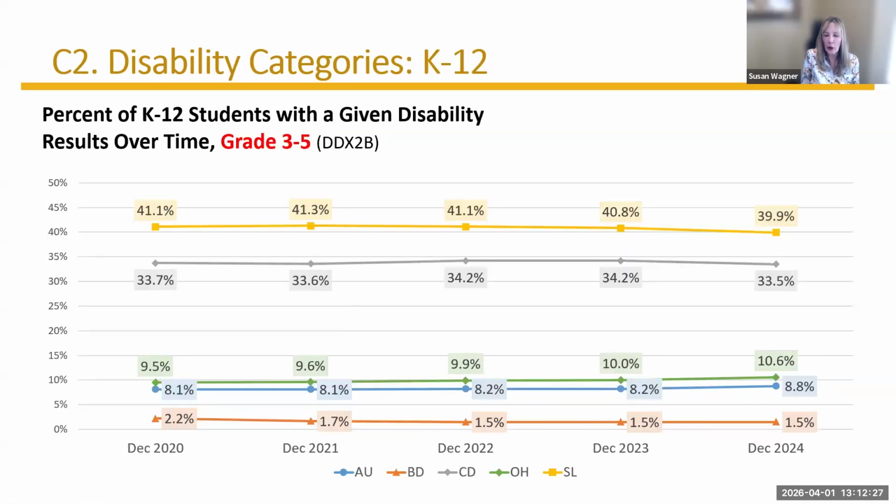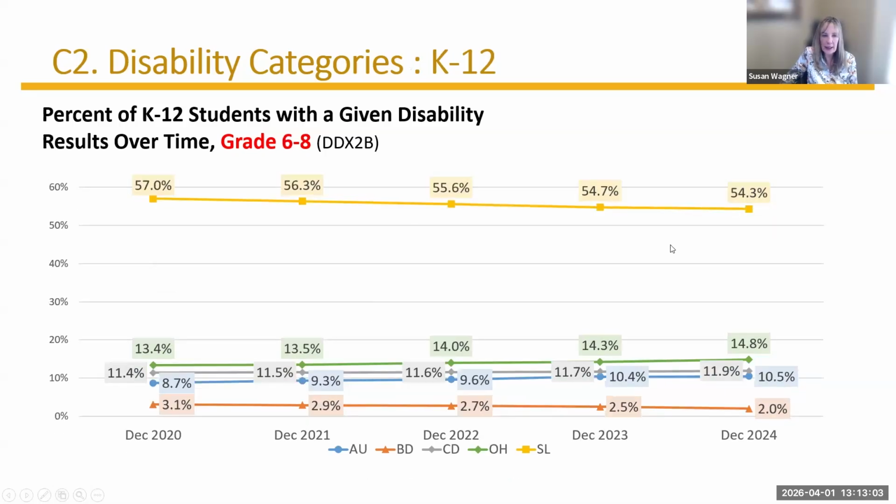This shows the results over time in the percentage of students with a given disability. By the way, when you look at your own data, you would go to this report, drill down report X2B. I'll point it out in a minute. You don't have the graphs, but you have the tables of numbers. So if we look for grades 3 to 5, we can see that the lines are generally flat, although we see a slight decrease in the SLD category. We see a slight increase in the OHI category and very slight increase in students with autism.